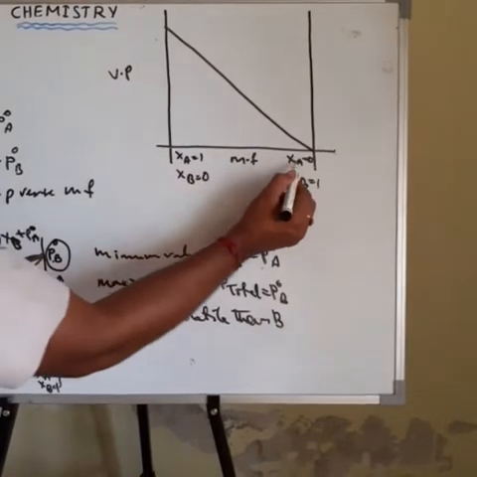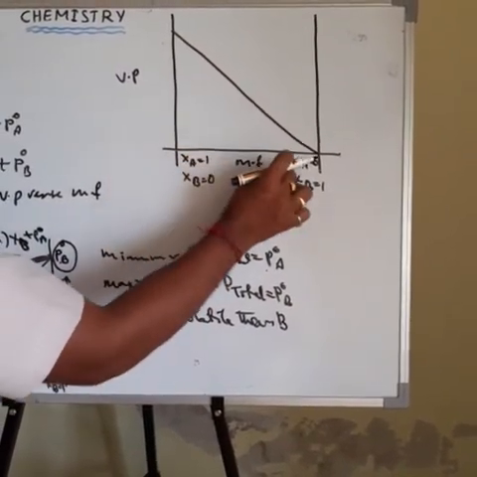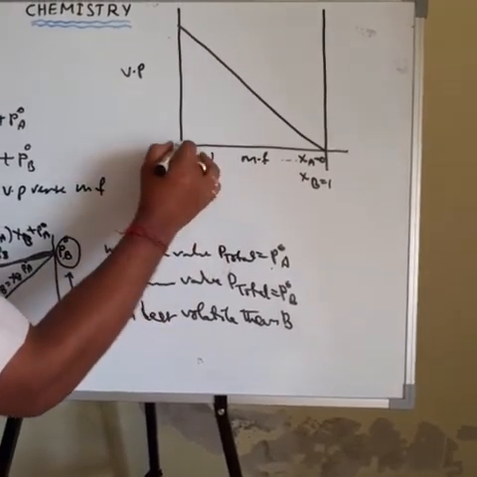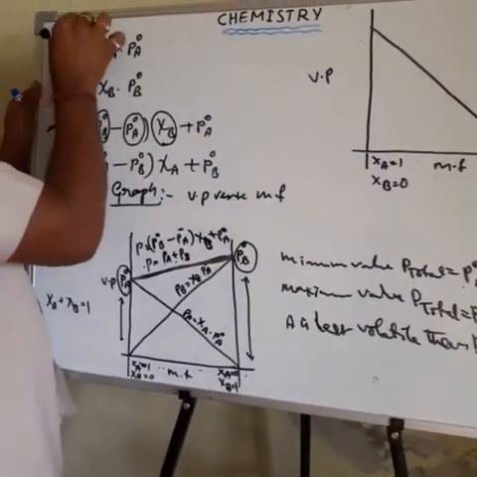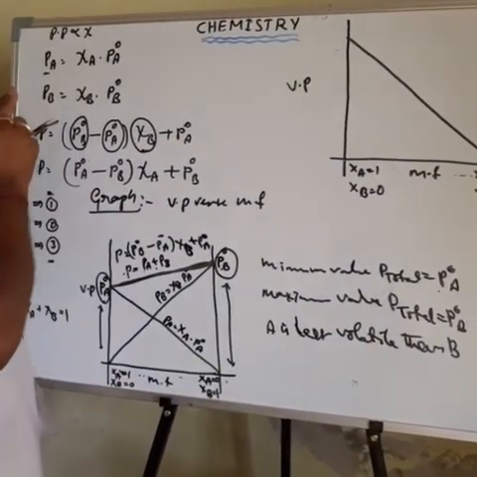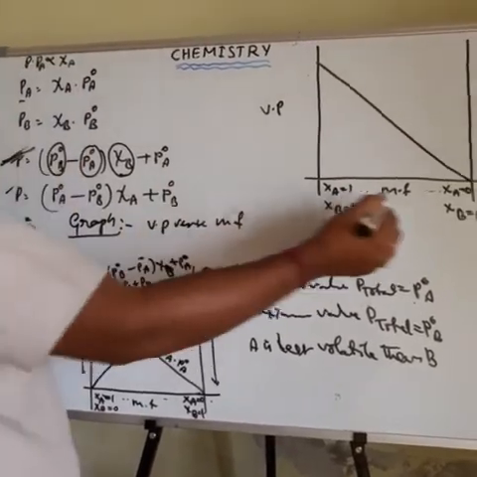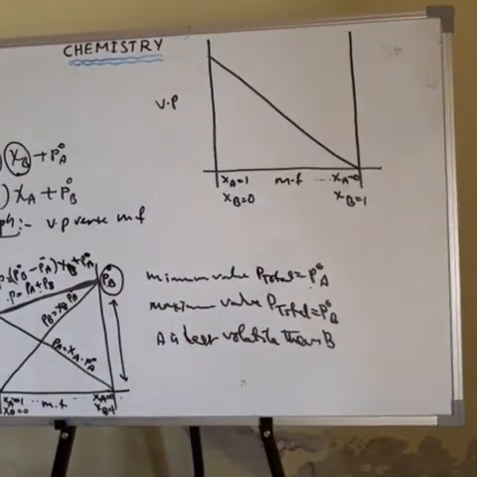Here this is the mole fraction of solute. Solute mole fraction here is 0, here is 1, so from this direction it increases. As the solute mole fraction increases, its vapor pressure also increases. So vapor pressure is directly proportional to the mole fraction of its component. That's why the vapor pressure of the solute increases with increasing mole fraction of the component.